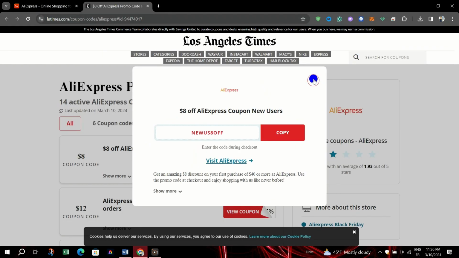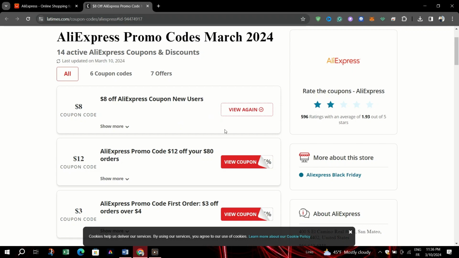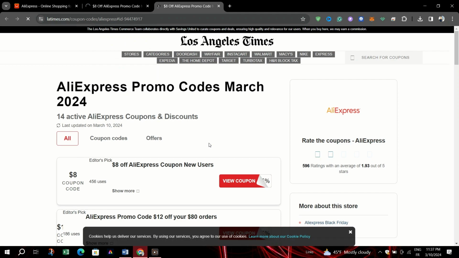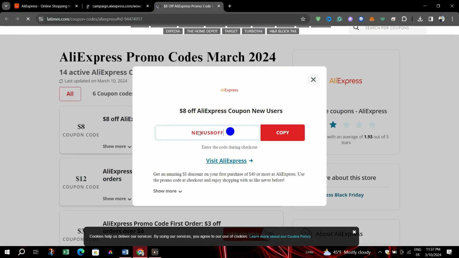4. Affiliate websites or YouTube channels. Some content creators or affiliate marketers may provide coupons that they share with their audience. 5. Third-party coupon websites. Check popular coupon websites like RetailMeNot, Coupons.com, or Deals Plus.